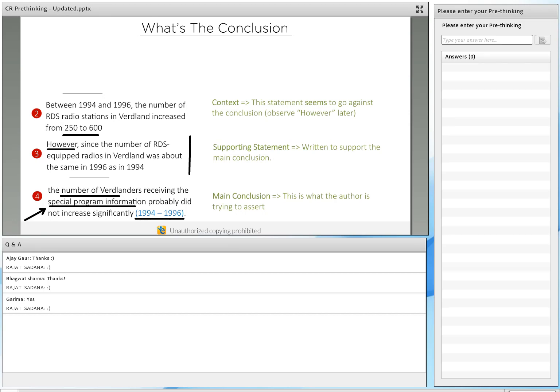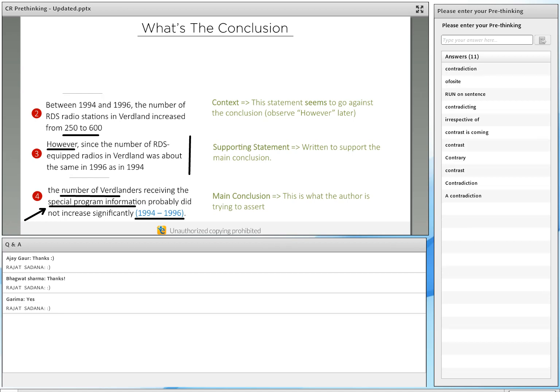Now, do you see the word however over here? When you see two statements being connected by however, what do you infer from this? Two and three have a however in between them. What do you infer from that, however? There's a contrast, there's a contradiction. Yes, it's not a run-on sentence. There's a contrast over here, which means these two seem to be going in opposite directions. The number of transmitting stations is increasing, but the number of radios kind of remains the same.